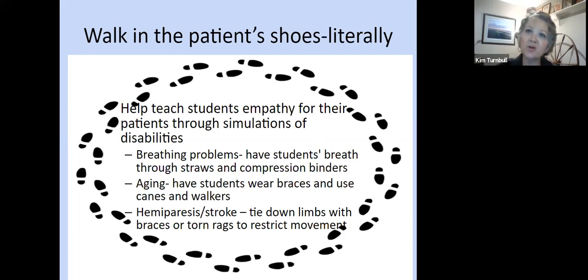Another day might be good, if you have a lot of canes and walkers sitting around, to get out the canes and the walkers when you're talking about the ambulatory system, and maybe have a little bit of a race going on there. For the hemiparesis or the stroke, tie down your limbs with some old torn rags and restrict the movement and see how that feels.